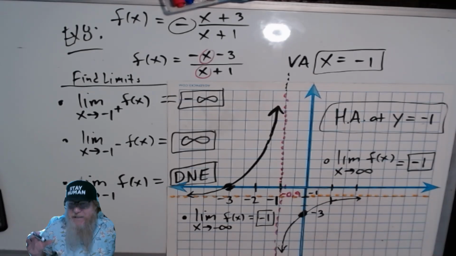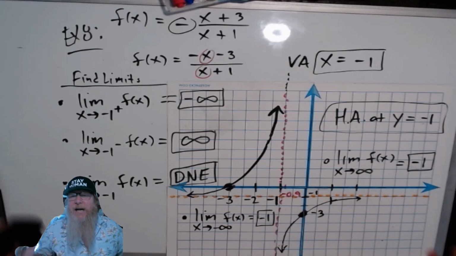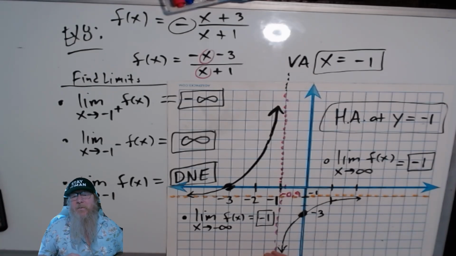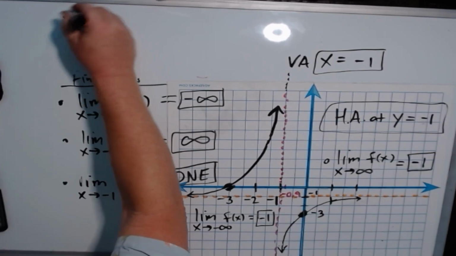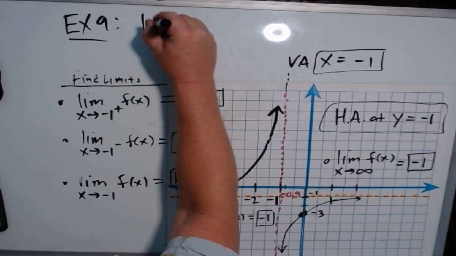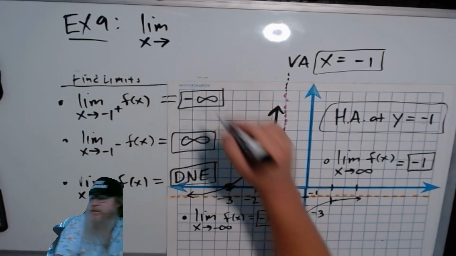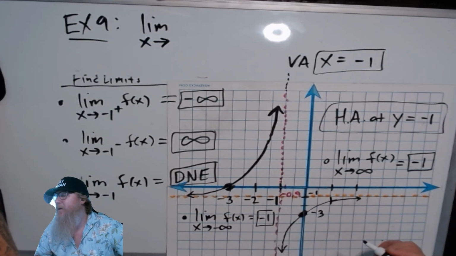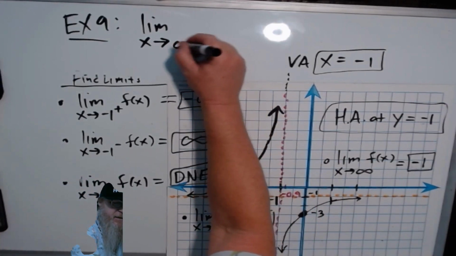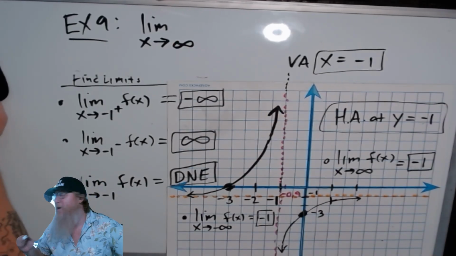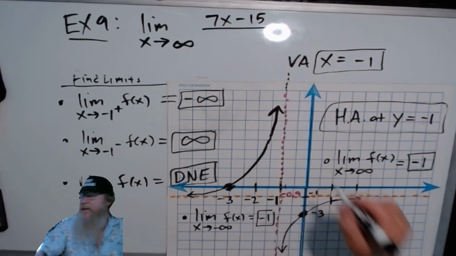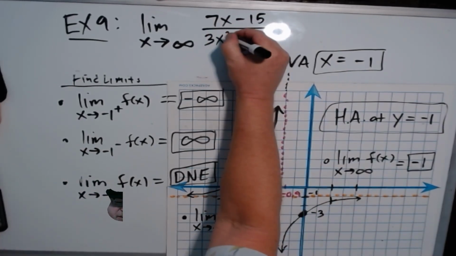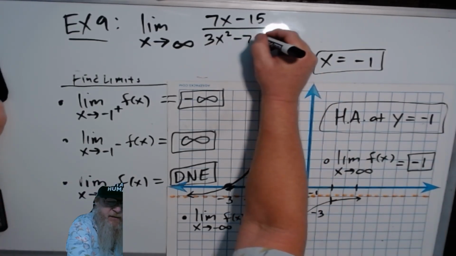I like graphing, and graphing is very important in this course, but notice it took a long time to get this done. Without the graphing, if I just do pure algebra, the time is better spent and not quite as exhausting. So how about the limit as x goes to infinity? For the rest of these, I'm just going to do one limit, just to get the idea out there, of 7x minus 15 over 3x squared minus 7x plus 5.